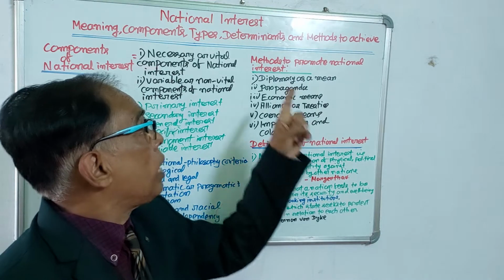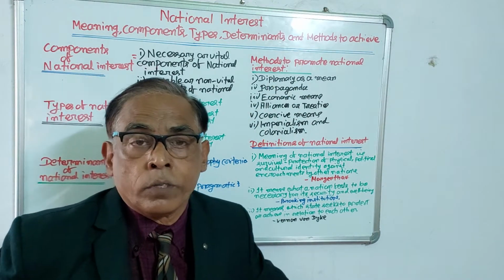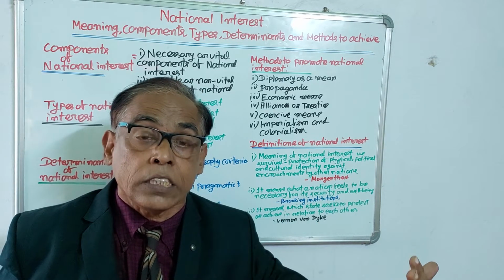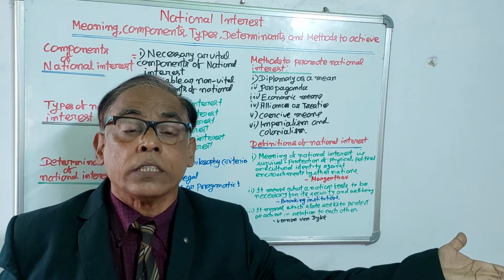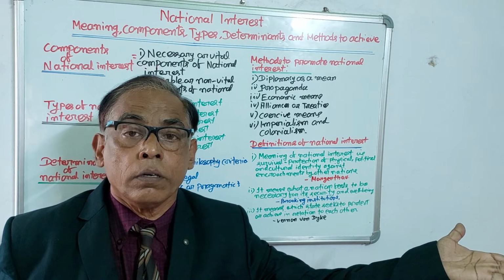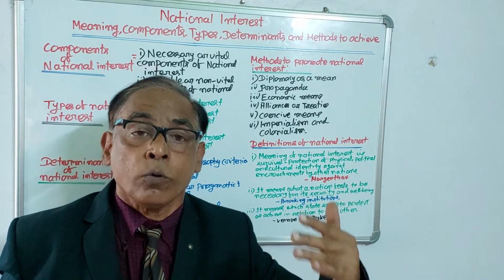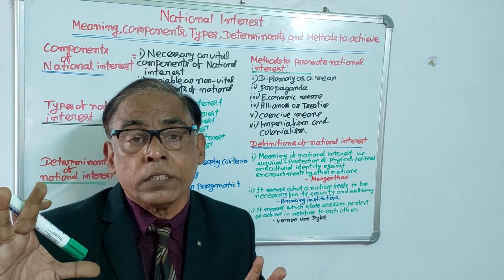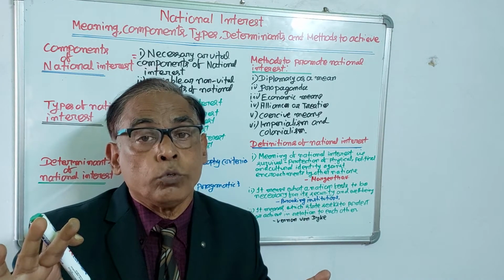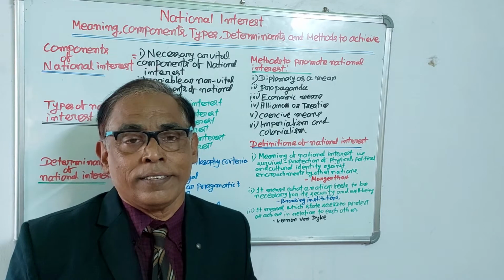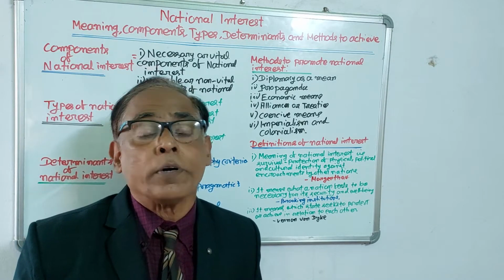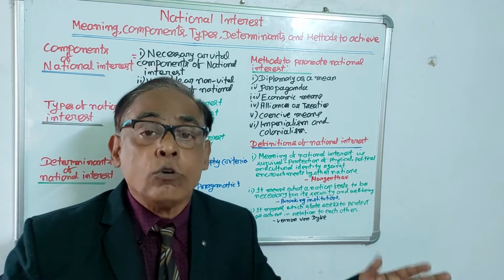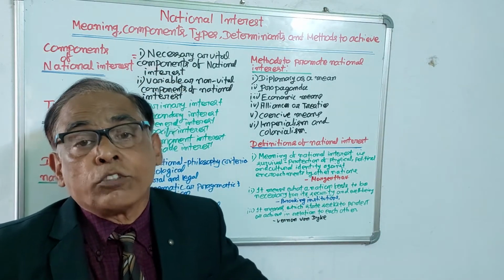There are various ways. Number 1, diplomacy as a mean. Diplomacy means a country must have good relationship with other nations. It must have friendly relationship with other nations. By making friendly relationship with other nations, a country will try to secure its national interest. A country should not keep itself away from other nations. Rather, a country should have good relationship with other nations.